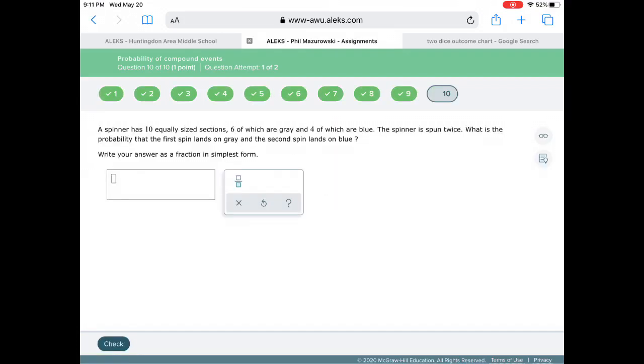Why not? A spinner has 10 equally sized sections. 6 are gray, 4 are blue. We're going to spin this twice, so they're independent, so we just have to multiply the individual probabilities. What is the probability that the first spin lands on gray and the second lands on blue?